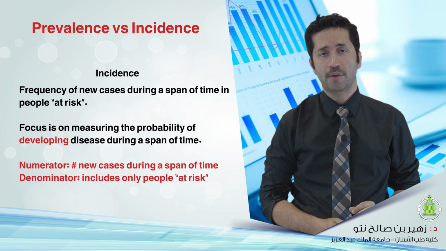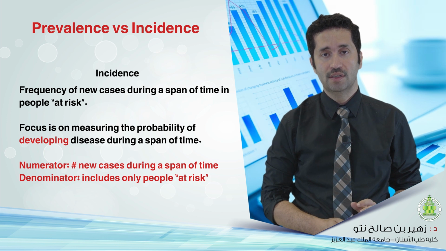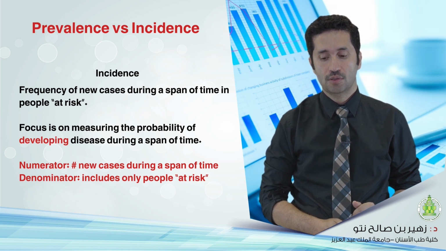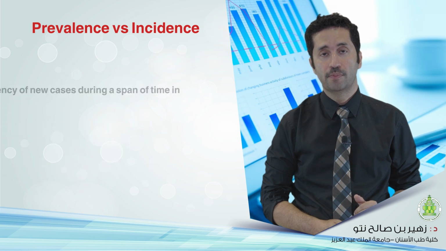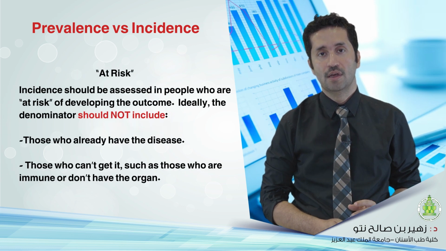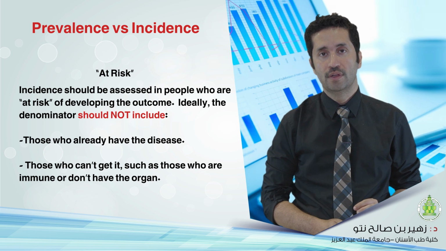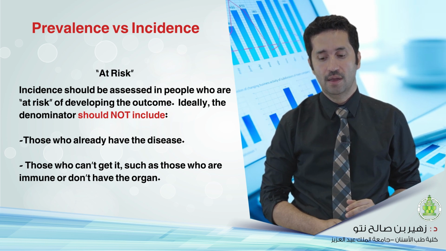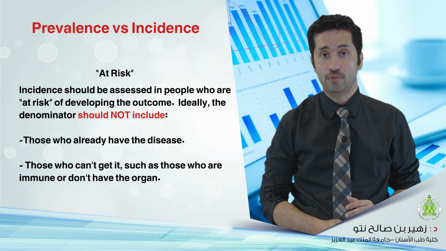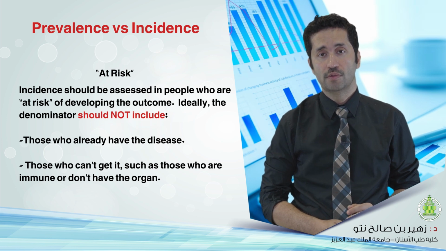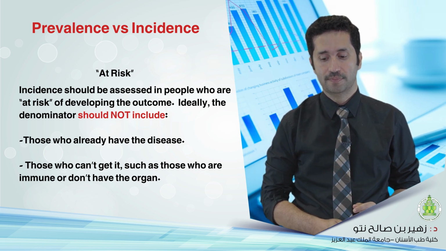So what do we mean by population at risk? Population at risk means those who can get the disease. So we're going to exclude those who already have the disease. It means people who have a probability of getting the disease. We exclude those who will not get the disease, either because they are immune to it or because they already have the disease.